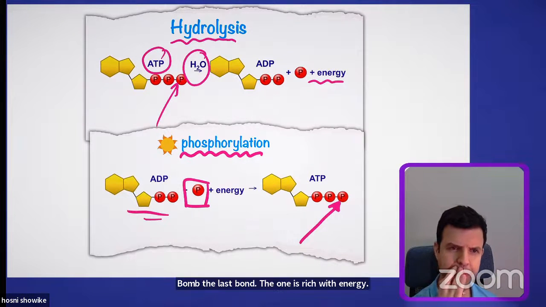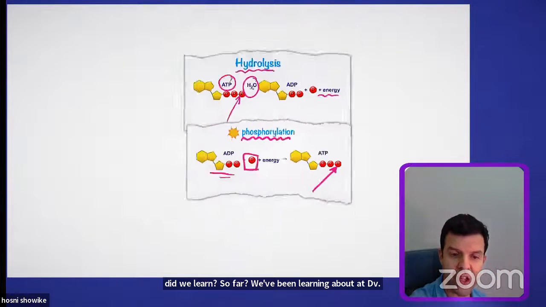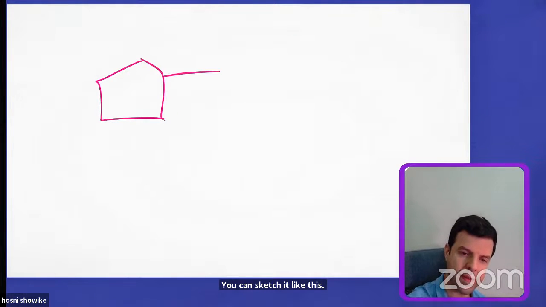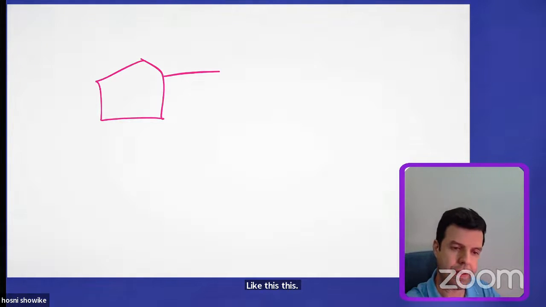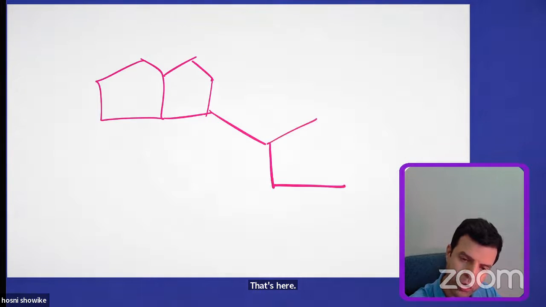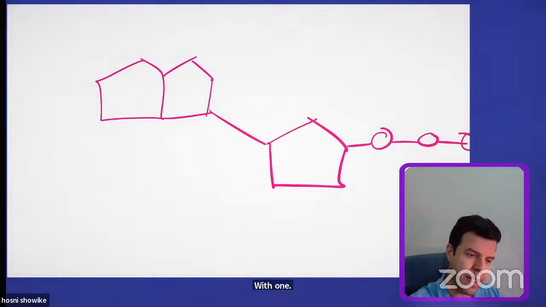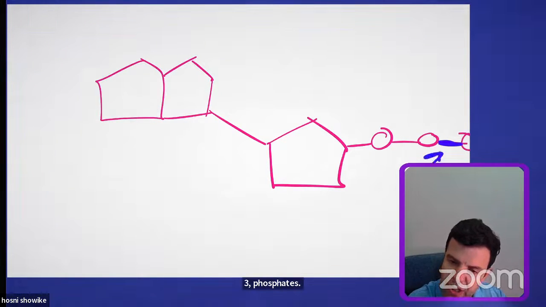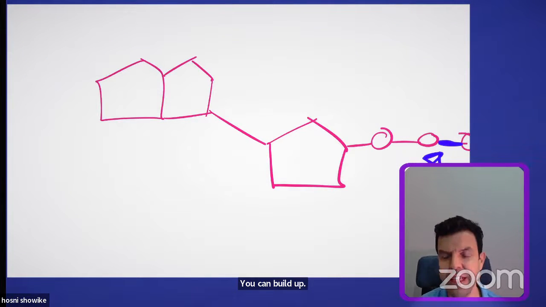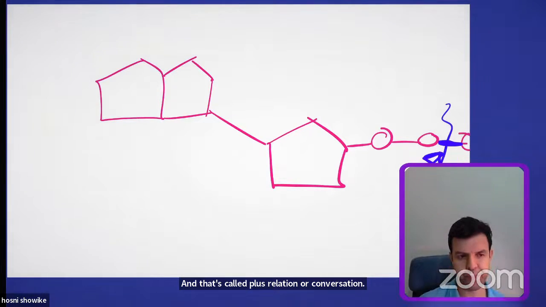Okay? What did we learn so far? We've been learning about ATP. How does it look? You can sketch it like this. It's a nitrogen base, like this, right? That's here, attached to a pentose sugar with 1, 2, 3 phosphates. And that last bond here is what matters. You can build up, you can attach that phosphate, and that's called phosphorylation or condensation. And you can break it down, okay?